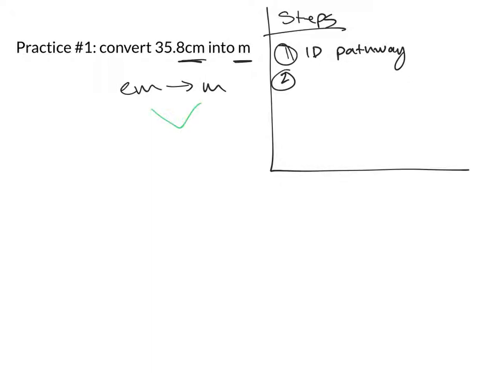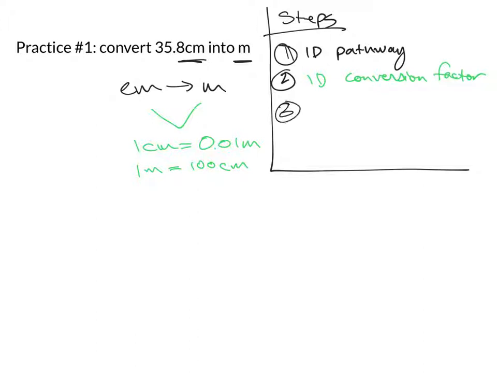If you know the conversion factor for that pathway, for example, we know that, and there are 2 ways to write it. You can either write it as 1 centimeter is equal to 1/100th of a meter, or just like in the previous slide, we said that 1 meter is 100 centimeters. So both of those are true and the same relationship. So our second step is to identify the conversion factor. And then the third step is to set up to cancel units.